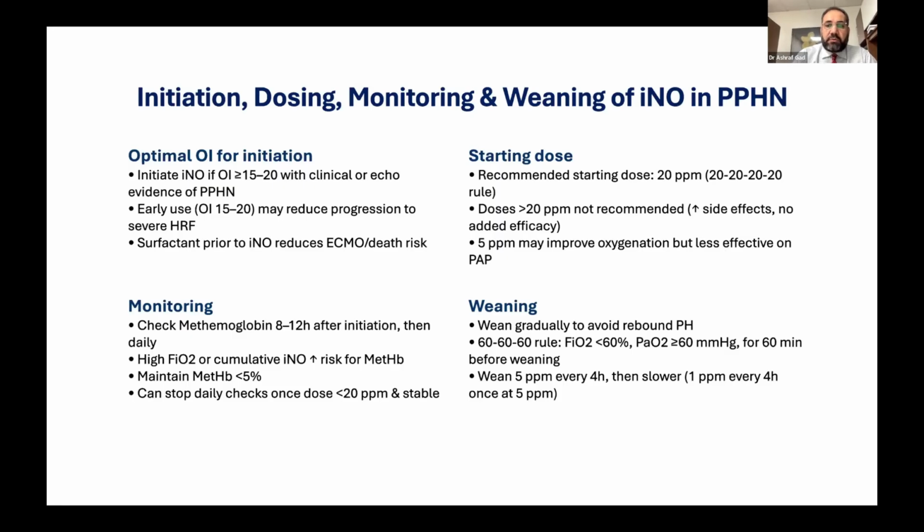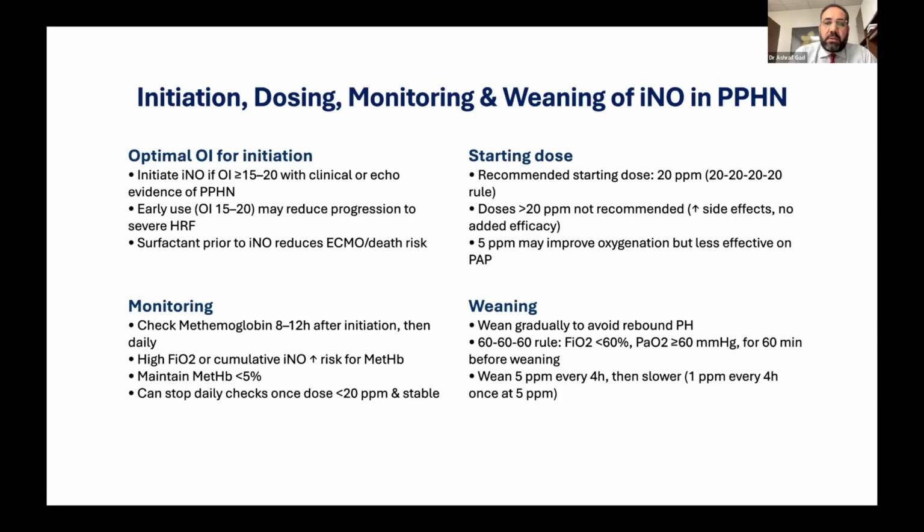All of us use different protocols. But the process of weaning is you wean until you reach a goal of 5, whether you wean significantly from 20 to 10 to 5, or you wean by a couple of ppm every couple of hours until you reach 5. But then you wean by 1 ppm every 2 to 4 hours until you stop it.